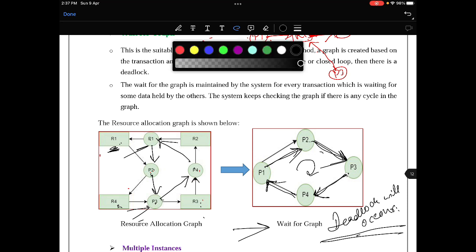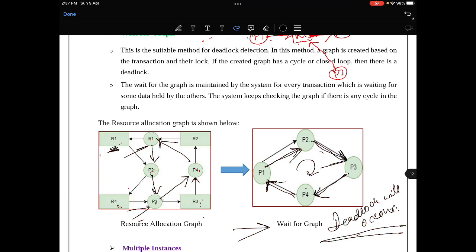By any chance, if one of the arrows goes in the opposite direction, in that case deadlock will not occur, because that arrow is in the opposite direction. But here, in the one we have solved, deadlock will definitely occur.